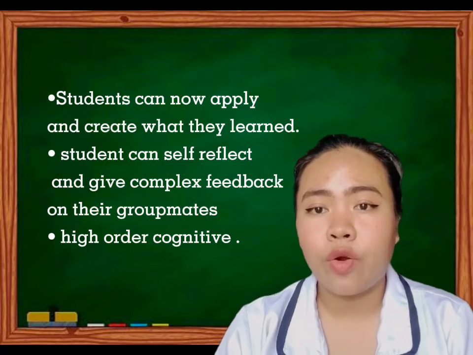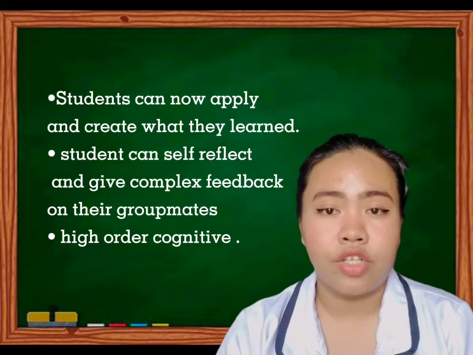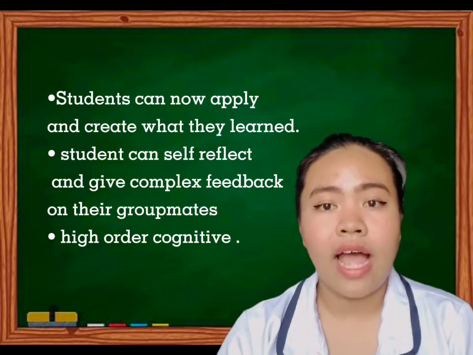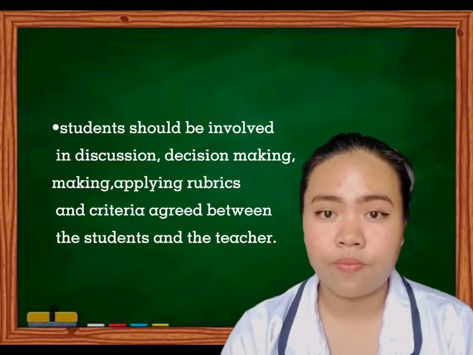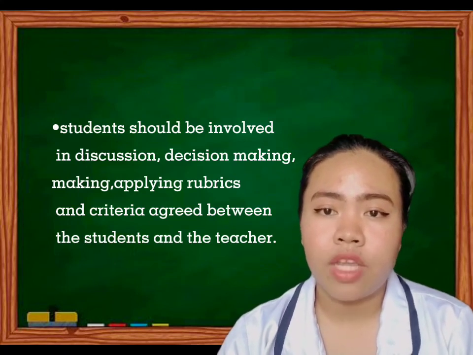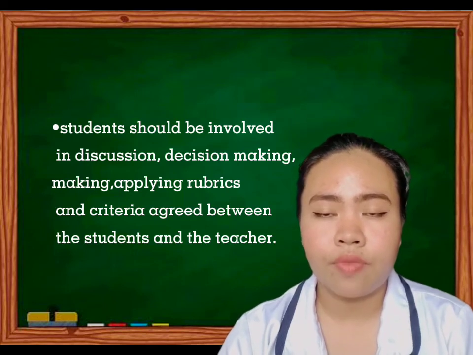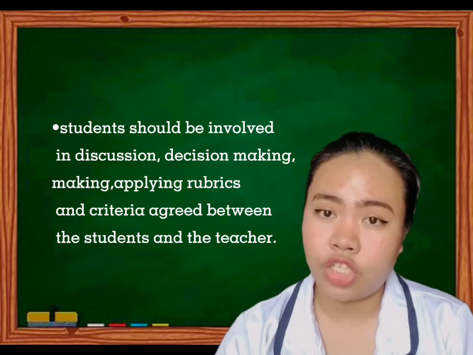Fourth, it should be a high-order cognitive skill. The student should remember, understand, apply, analyze, evaluate, and create. Lastly, the student should be involved in discussion, decision-making, and making and applying rubrics and criteria that are fair and agreed between the students and the teacher.